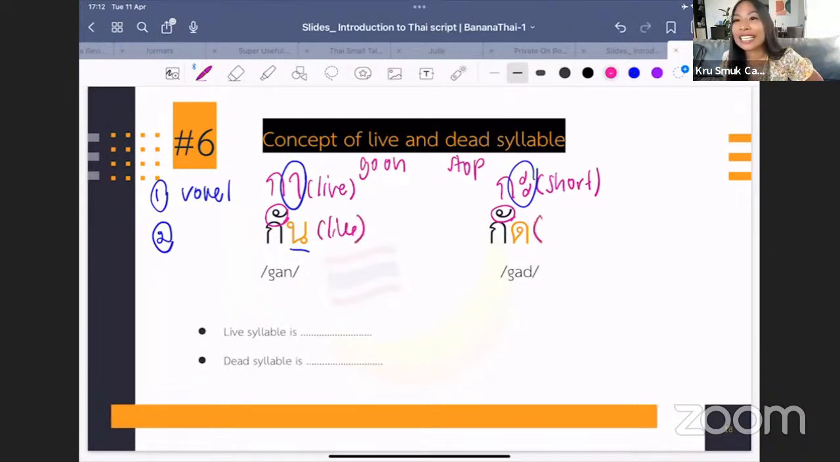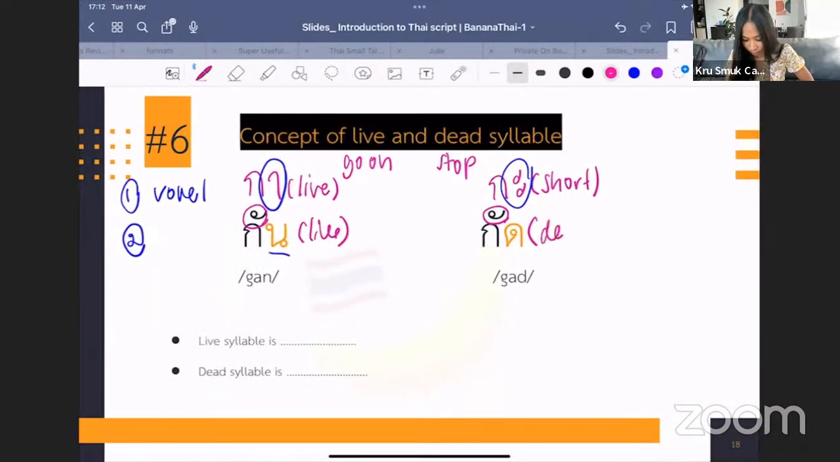And the second one, กัด, the ending consonant is a dead ending, right? So กัด. You close your throat and you close your nose, and that makes the sound stop, and hence กัด is a dead syllable. So tell me again, I give you one more opportunity to say, what is the factor that determines whether it's live or dead for these two, gan and gat? What is it? Vowel? Final consonant. The final consonant. Very good.